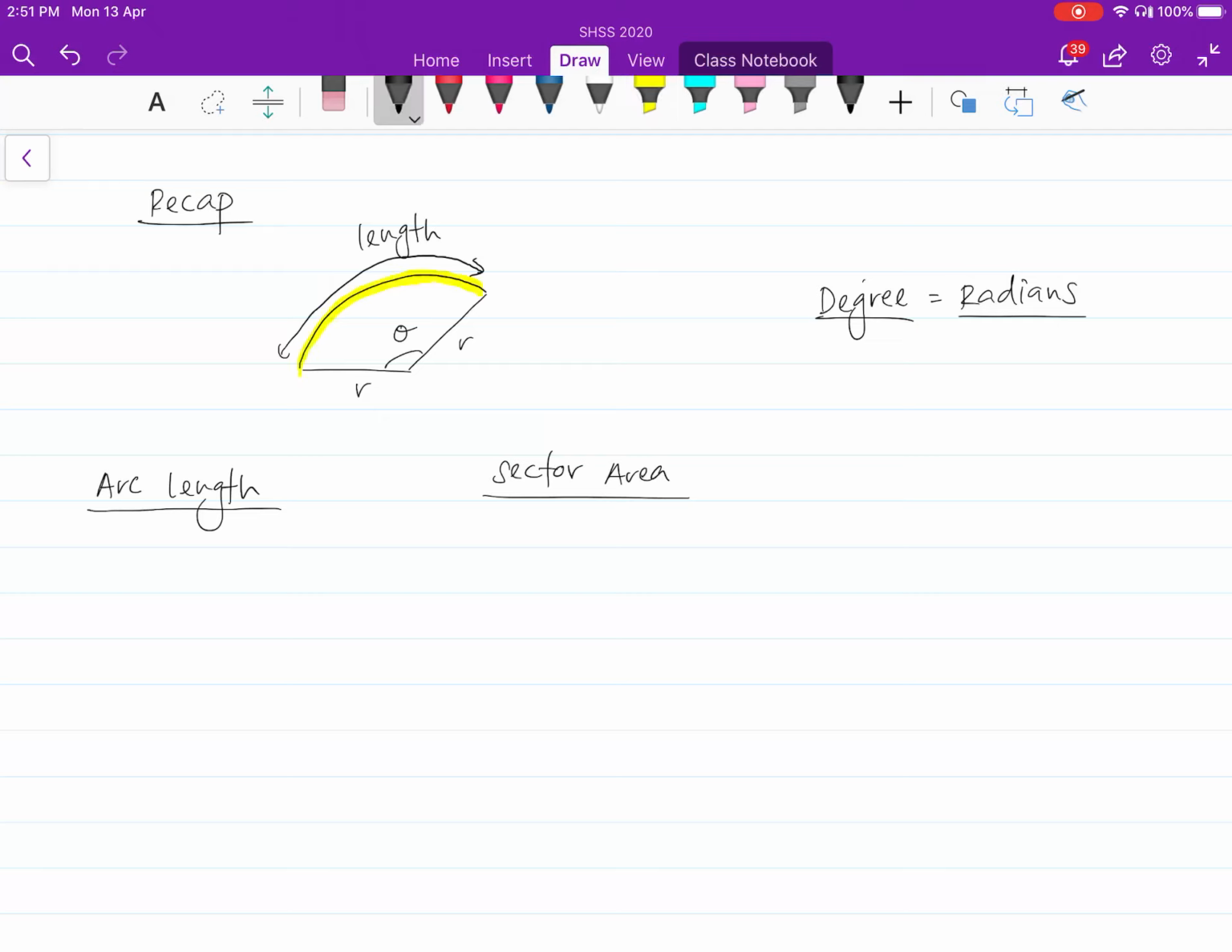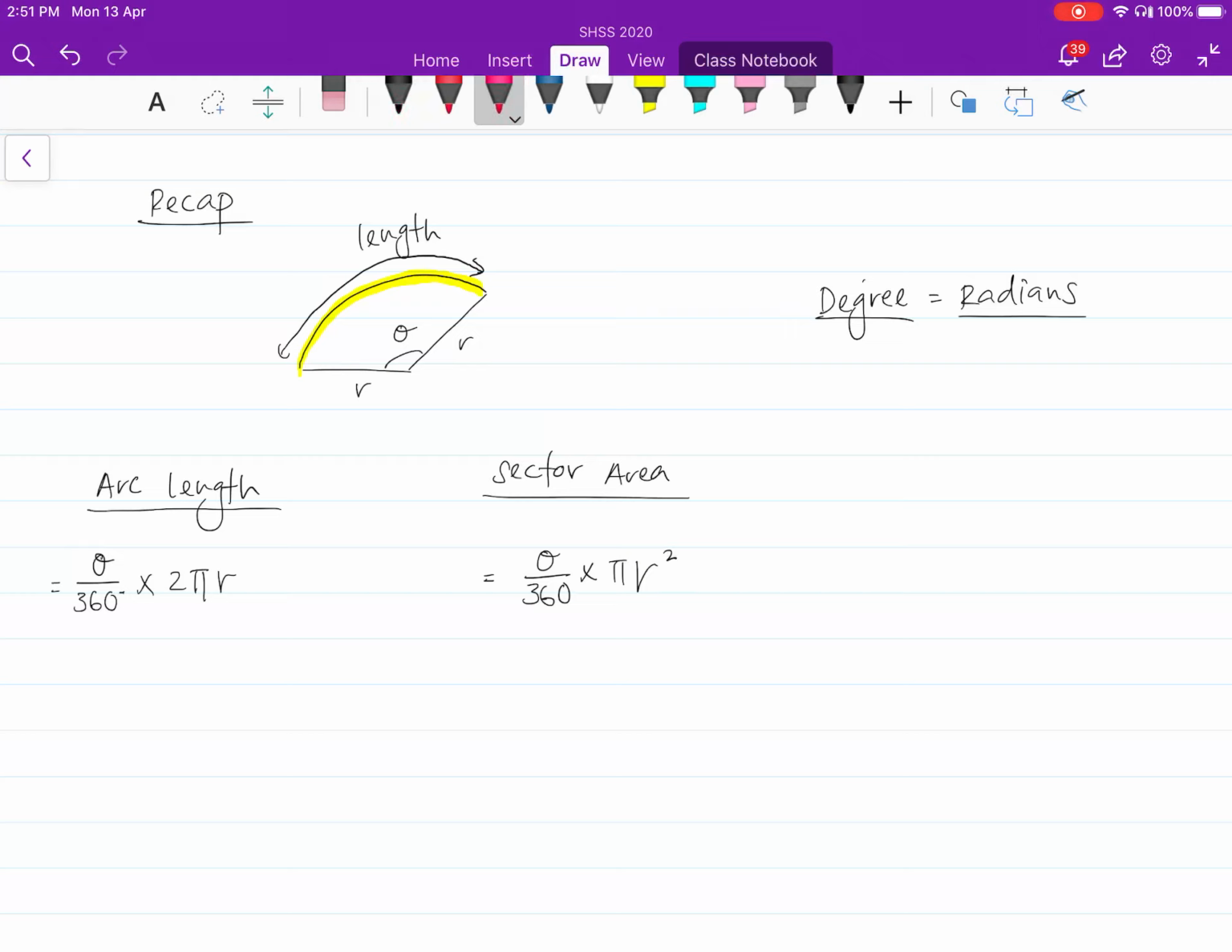How do we calculate the arc length? We take the unknown angle, divide by 360 degrees, and we multiply it by 2 pi r. That is the formula for arc length. To get the sector area, we use the same theta over 360, but instead of multiplying by 2 pi r, we multiply by pi r squared.